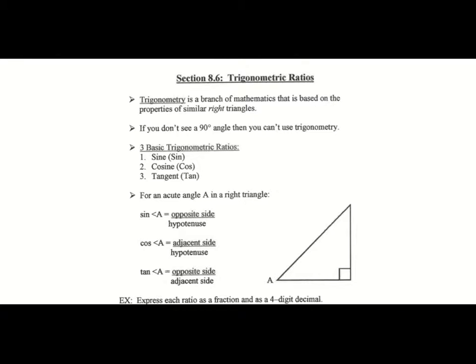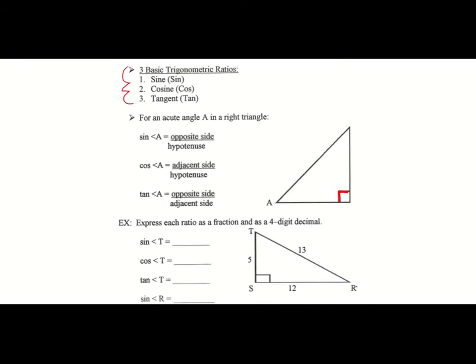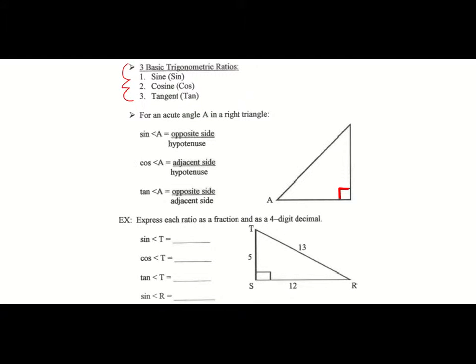And they have to tell you that it's a 90-degree angle. There has to be a box, or they have to tell us it's 90 degrees somehow. We can't just assume it's 90 degrees. So if we know we have that 90-degree angle, then we have three basic ratios here that we can use: sine, cosine, and tangent. And for an acute angle in a right triangle, we know that the sine of that angle is the opposite side over the hypotenuse, cosine is adjacent over hypotenuse, and tangent is opposite over adjacent.